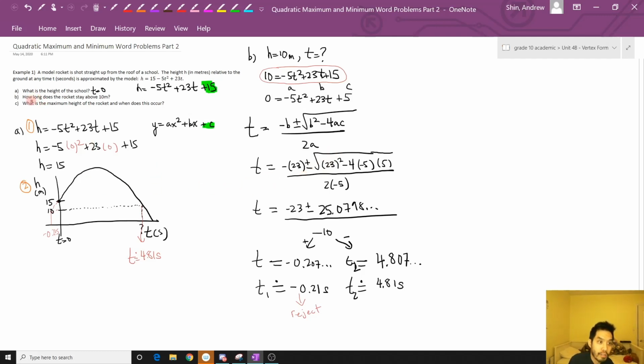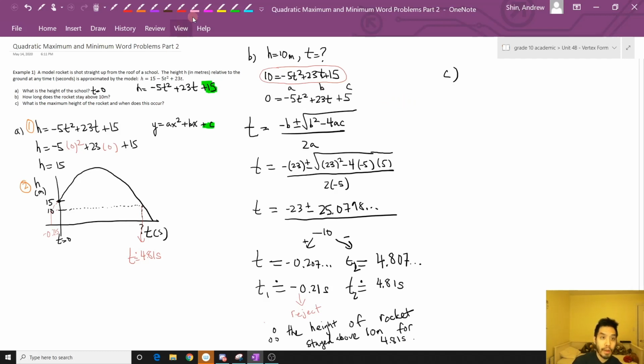So we can answer part B now. How long does this rocket stay above 10 meters? Well, from 0 to this time, that's how long it stayed above 10 meters. So let's conclude. Therefore, the height of the rocket stayed above 10 meters for 4.81 seconds.